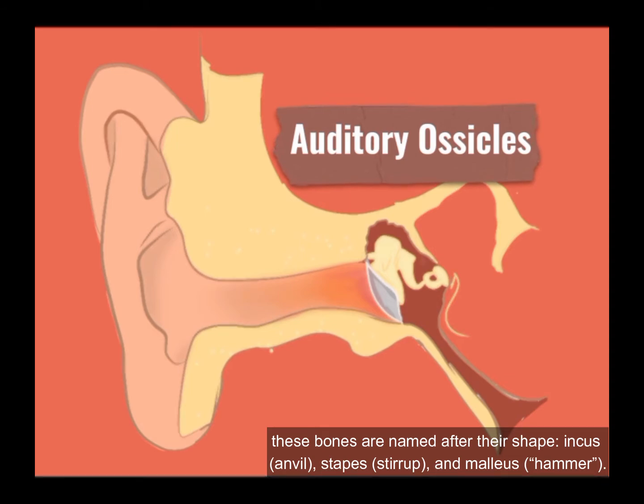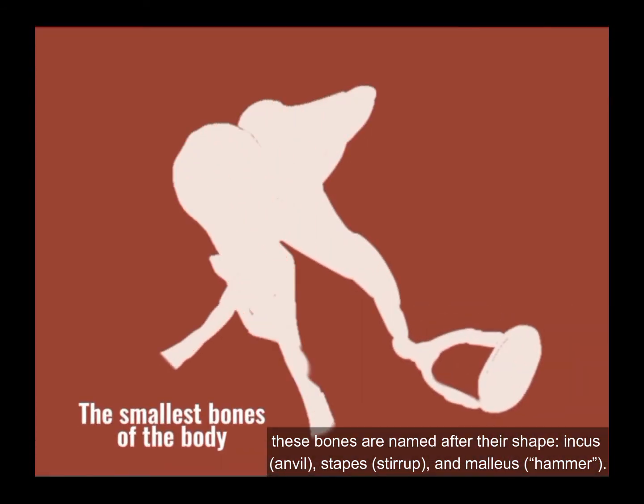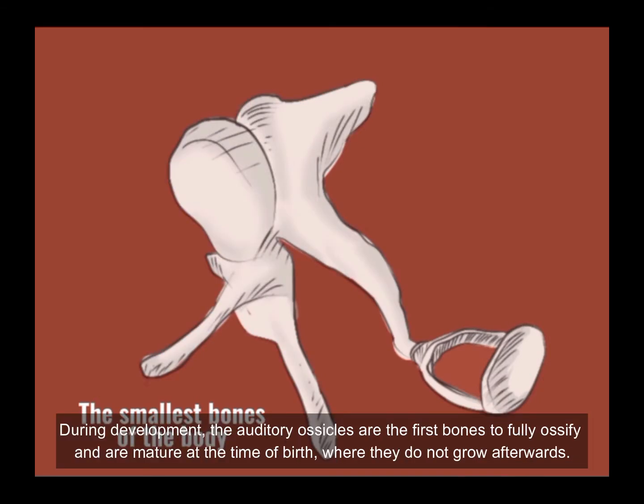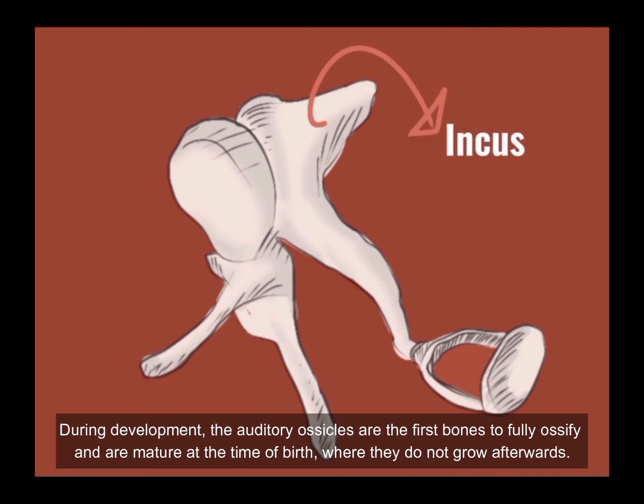These bones are named after their shape, such as incus or anvil, stapes or stirrup, and malleus or hammer. During development, the auditory ossicles are the first bones to fully ossify, as they are mature at the time of birth, where they do not grow afterwards.